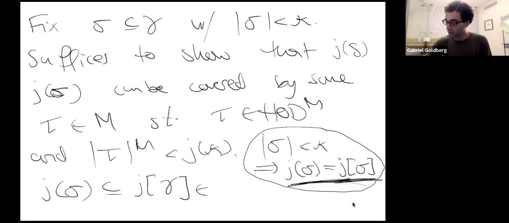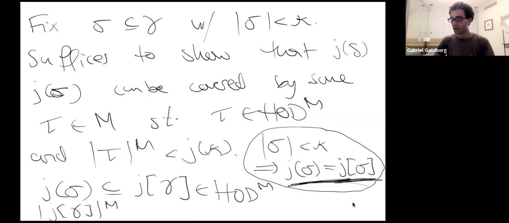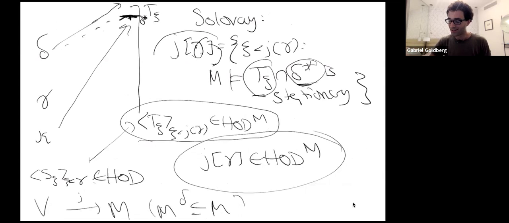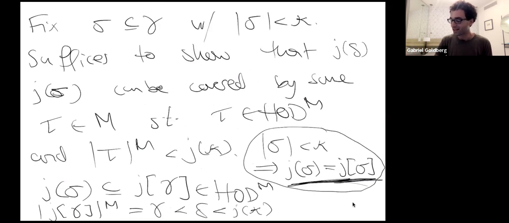And J image gamma, as I was just saying, is in HOD as computed in M. Okay, but finally, the cardinality of J image gamma in M, well, the cardinality is just gamma, right? Because there's a bijection between gamma and J image gamma in M. It's just J itself, because M is closed under delta sequences, it can see that. And gamma is less than delta, which is less than J kappa, right? Because of how we select the elementary embedding. So kappa is mapping up above delta. In particular, it's going above gamma. So we found our set. We have that J of sigma is contained in this M ordinal definable set, which has small cardinality in M.